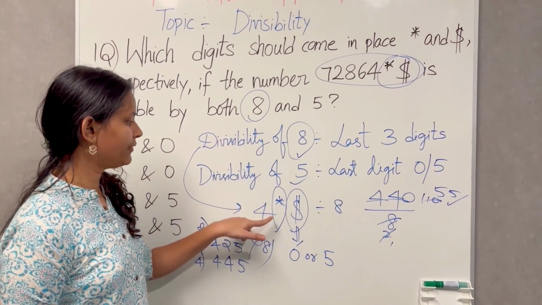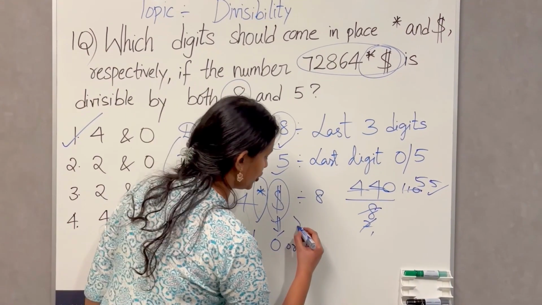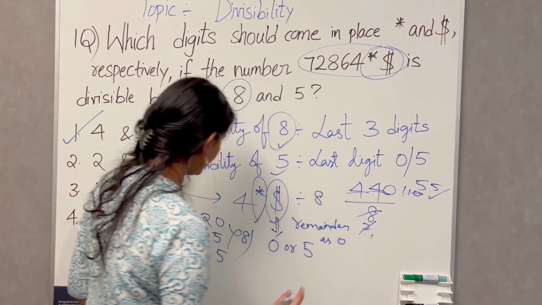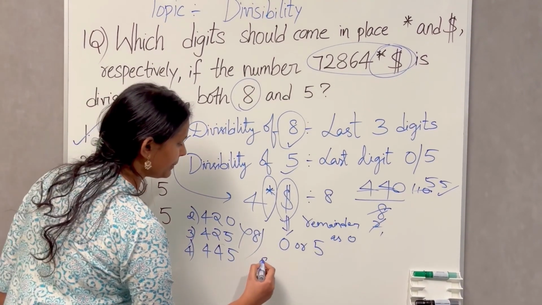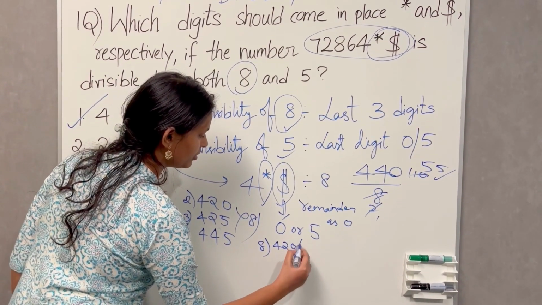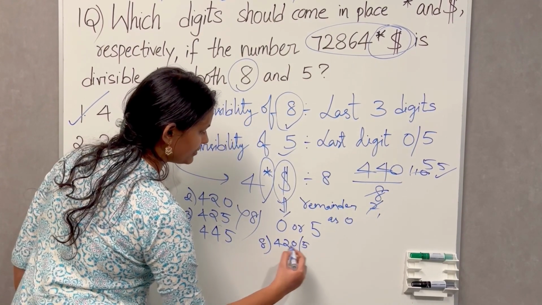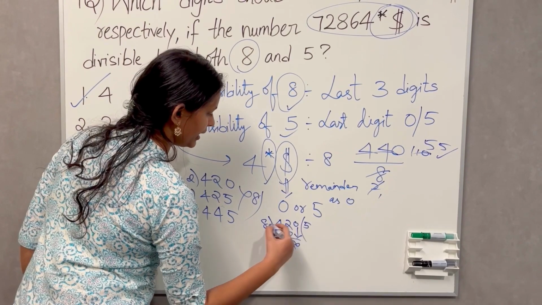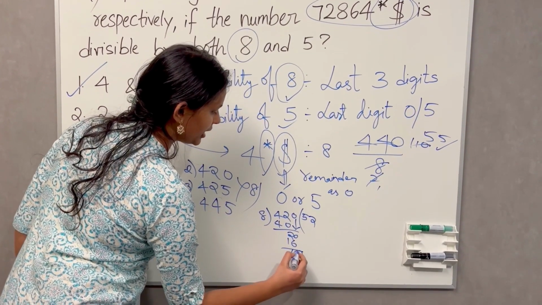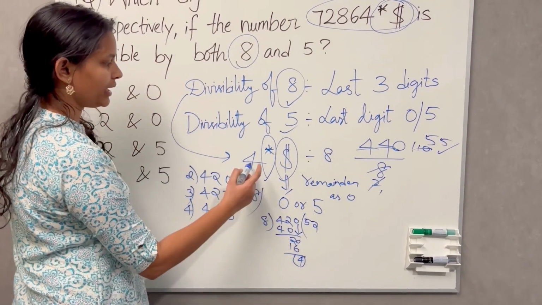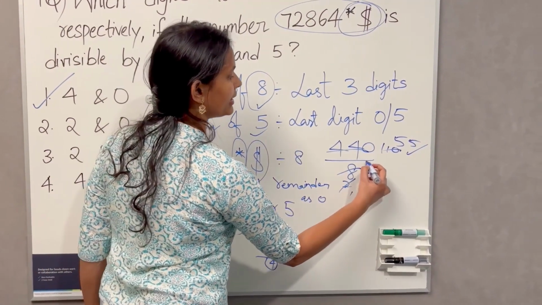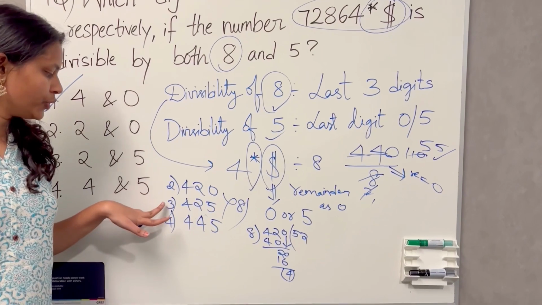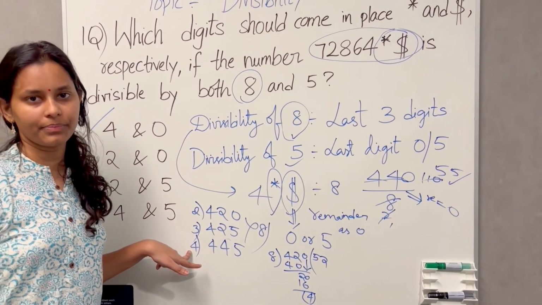Divisibility means if you divide, you need to get remainder 0. But in this case, if you divide 420 by 8, for example, 8 5s are 40, 8 2s are 16, here we got remainder 4. Whereas 440 by 8, we get remainder 0. Similarly, you can check for options 3 and 4.